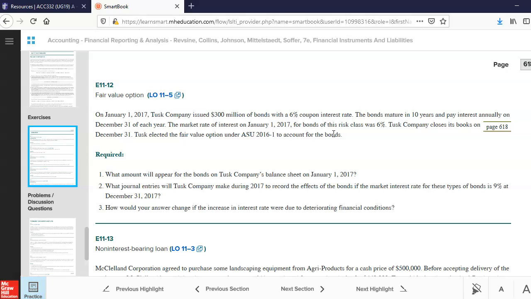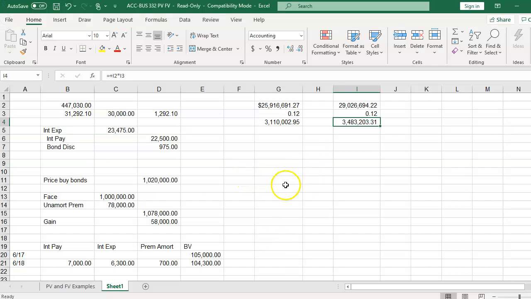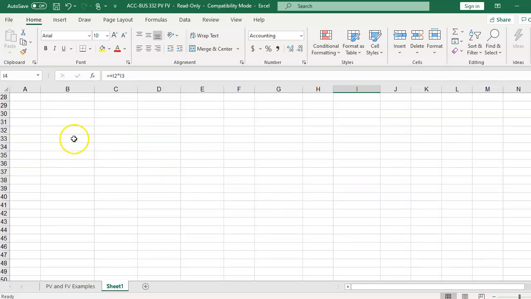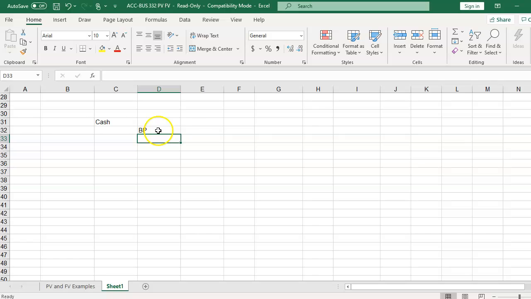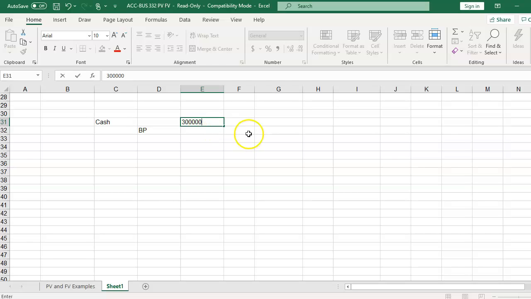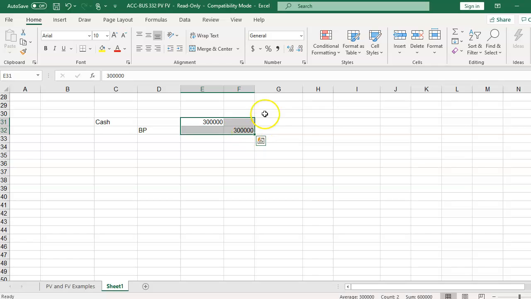Okay. So let's just think through the journal entries and let's go from there. I'll just scroll down to a blank spot here. So first, we would debit cash, and then we would credit bonds payable, BP for bonds payable. And this is just for the initial amount of $300,000. Okay, so that's the debit and credit.